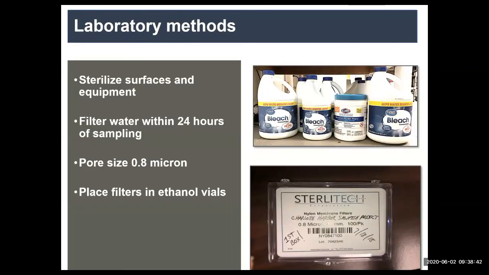For our laboratory methods, we had a heavy 2 to 3 day sterilization process for surfaces and equipment. The picture on the right is just a few of many bleach bottles we used for a 10% bleach solution. We paired it with a UV process and autoclaving. We also made sure to filter our water samples within 24 hours of sampling so that the DNA wouldn't degrade. We know that under Florida conditions, sawfish DNA can last up to 72 hours, so we wanted to make sure we were really within that 24-hour period. We also selected a 0.8 micron pore size to ensure that no DNA could slip through, and then we placed the filters in ethanol vials to ensure preservation. Next slide, please.